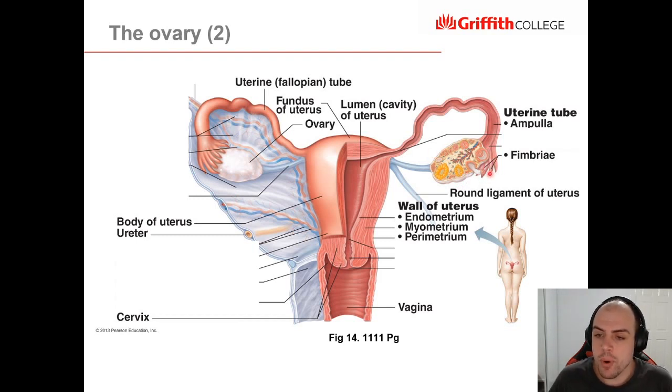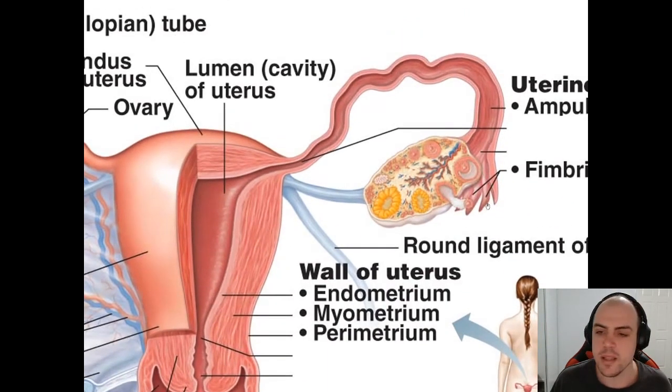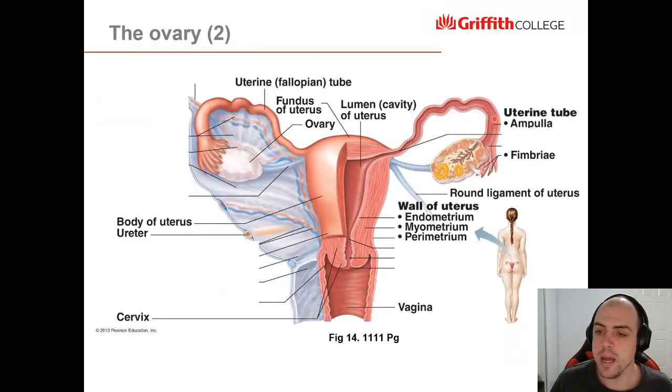We also have these fimbriae here. These are not hair-like, they're kind of finger-like structures. What they do is help to scoop and pull the released egg. Let me zoom in a little bit. This released oocyte here, the fimbriae will help to make sure it scoops up and moves into the fallopian tube. The top part of this fallopian tube is the ampulla, which should ring a bell. We saw that with the male reproductive system. This is essentially a widening of the fallopian tube as it begins to move down into the uterus.